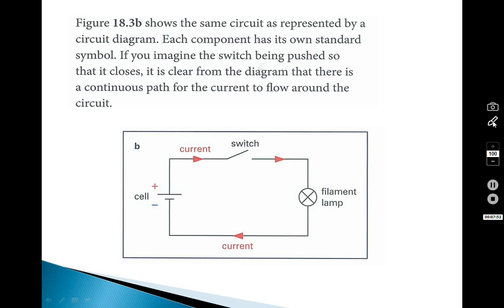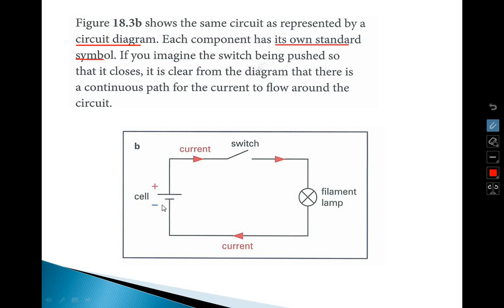So this one is called what? Presented by a circuit diagram. This is the circuit diagram. Each component here has its own standard symbol. Each one of that circuit, the previous one, has its own standard symbol. For example, this is for what? This cell, battery, or power supply. This is the minus part, this is the positive part.